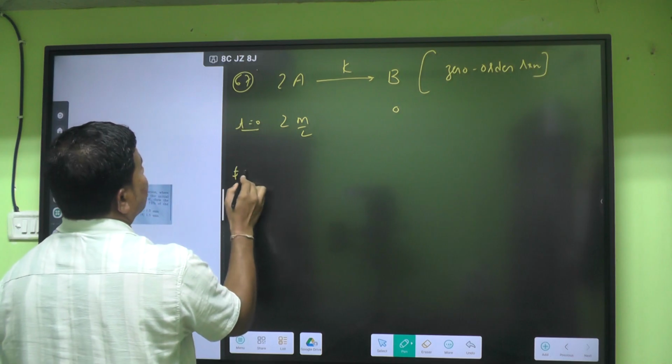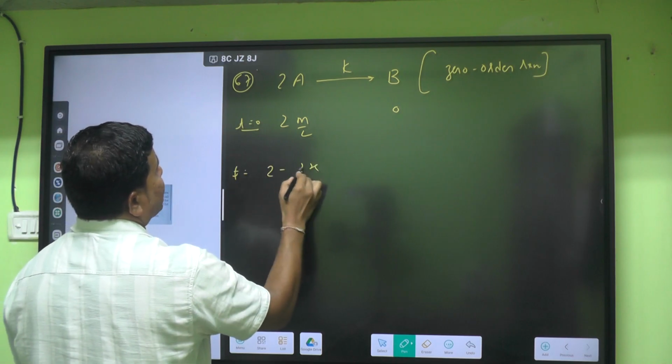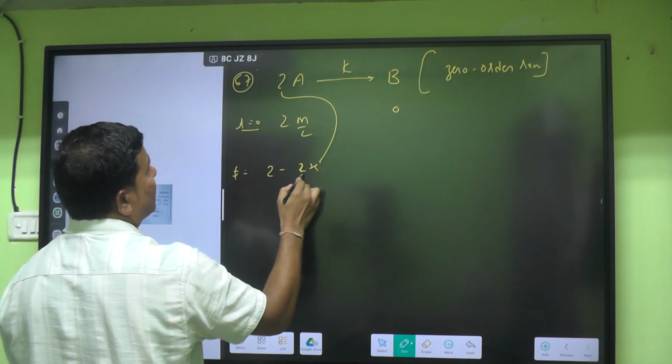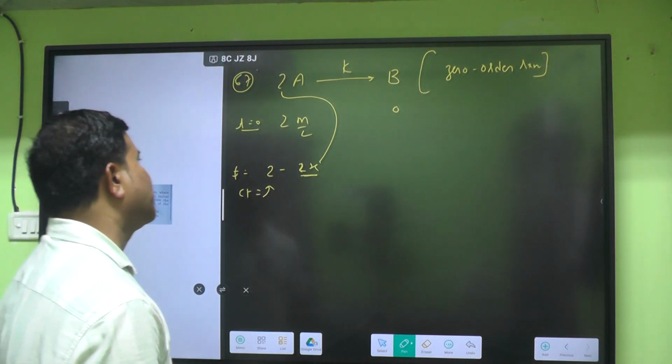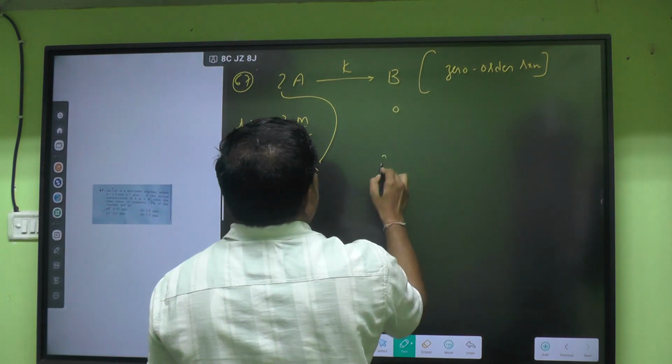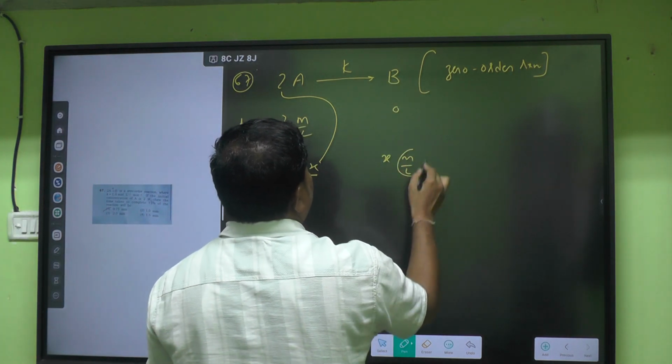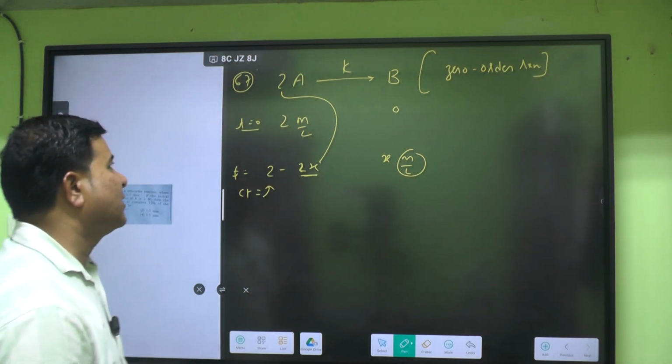How do we write the equation after some time? 2 minus 2x. How much is dissociated? x here, so now 2x. Ct is the concentration after some time. Ct concentration is 2 minus 2x here. x mole per liter is the concentration of product formed.